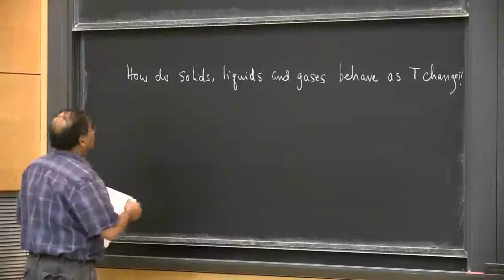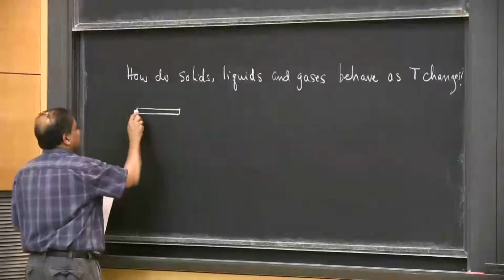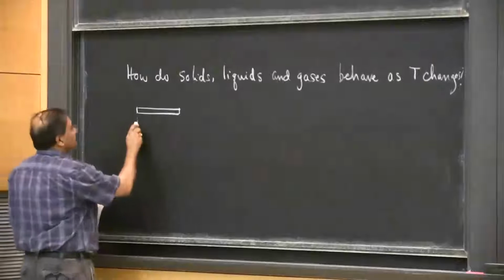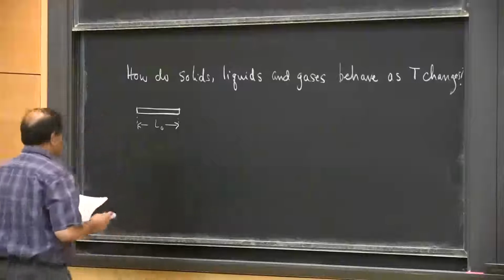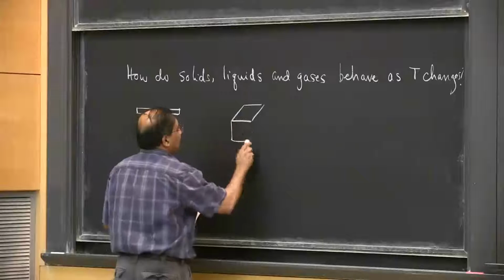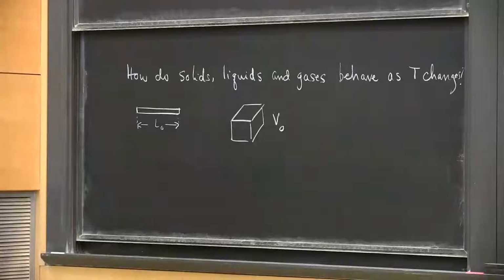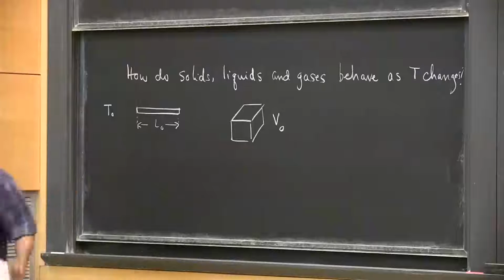And here, for example, suppose I have a bar. Let's say a metal bar, and the metal bar has some length L0. Okay. And correspondingly, I can have some kind of a volume here, and let's say this volume is V0. So let's say L0 cubed or something, and it's V0. Okay. And let us say this is at some temperature T0. Whatever the temperature is, doesn't matter.